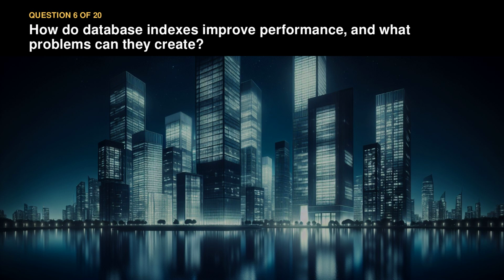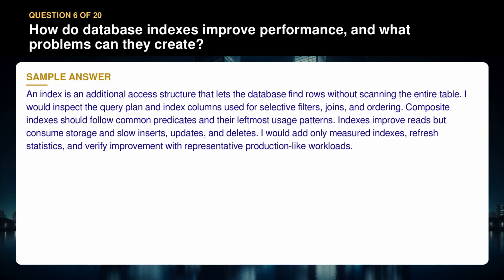Question 6. How do database indexes improve performance, and what problems can they create? An index is an additional access structure that lets the database find rows without scanning the entire table. I would inspect the query plan and index columns used for selective filters, joins, and ordering. Composite indexes should follow common predicates and their leftmost usage patterns. Indexes improve reads but consume storage and slow inserts, updates, and deletes.